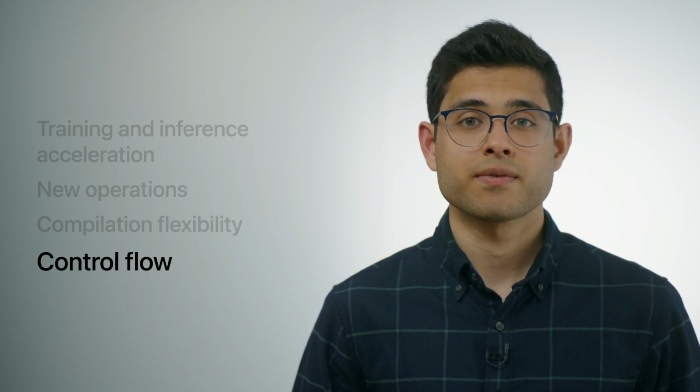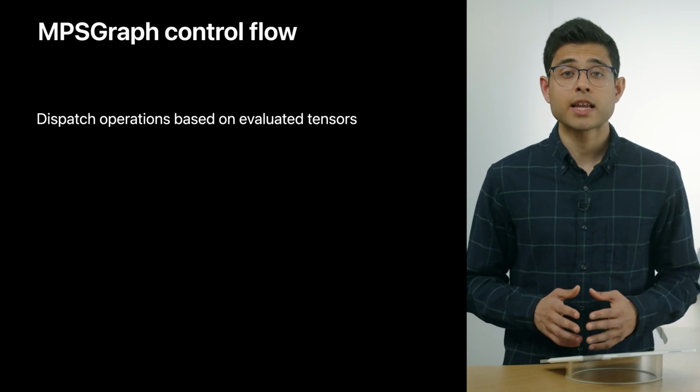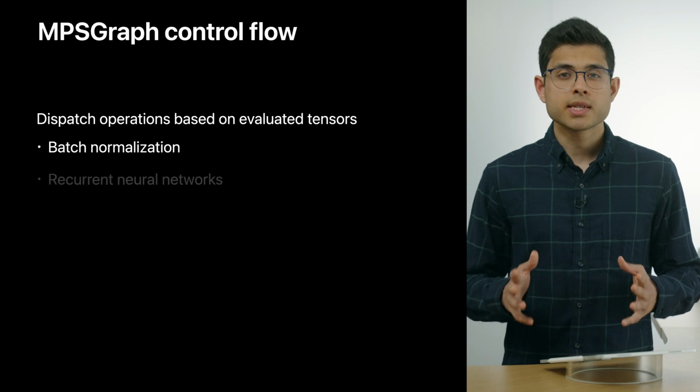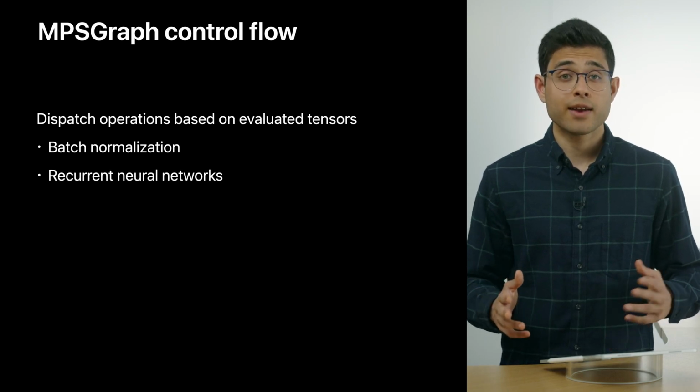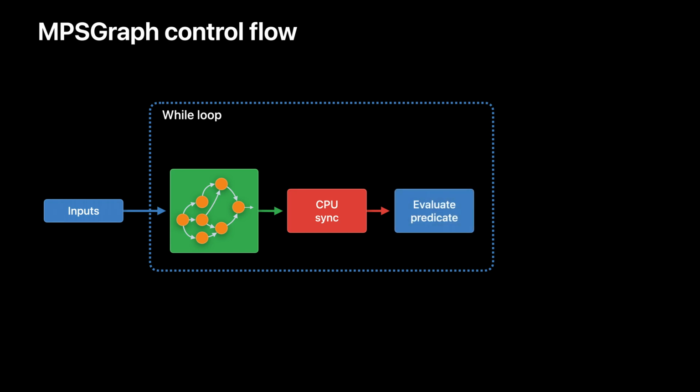Finally, let's talk about the new TensorFlow APIs of MPSGraph. These APIs let you dynamically dispatch operations based on tensors previously evaluated by the graph. This is common in applications like batch normalization and recurrent neural networks. Let's take a look at how a while loop can be implemented with MPSGraph today without the new API. First, we create a graph that computes the predicate. Next, the predicate is evaluated on the CPU through an explicit memory synchronization. If the predicate is true, the previously created graph is re-executed with the new inputs.